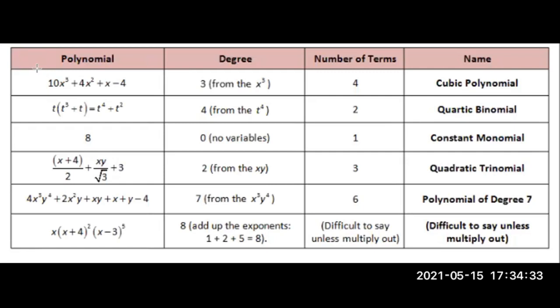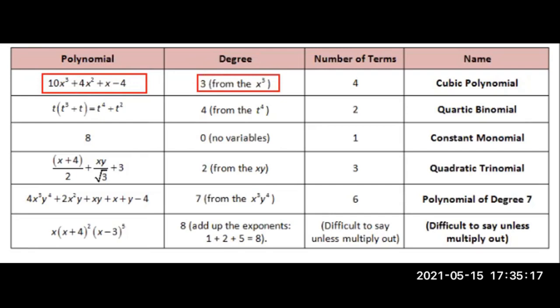First expression you can see, let me select the box. Okay, so here you can see 10x to the power 3 plus 4x square plus x minus 4. Now here earlier I said that whichever term contains the highest degree, that name we will call. That means here the highest degree is our 3, that is x to the power 3. And here number of terms is 4.